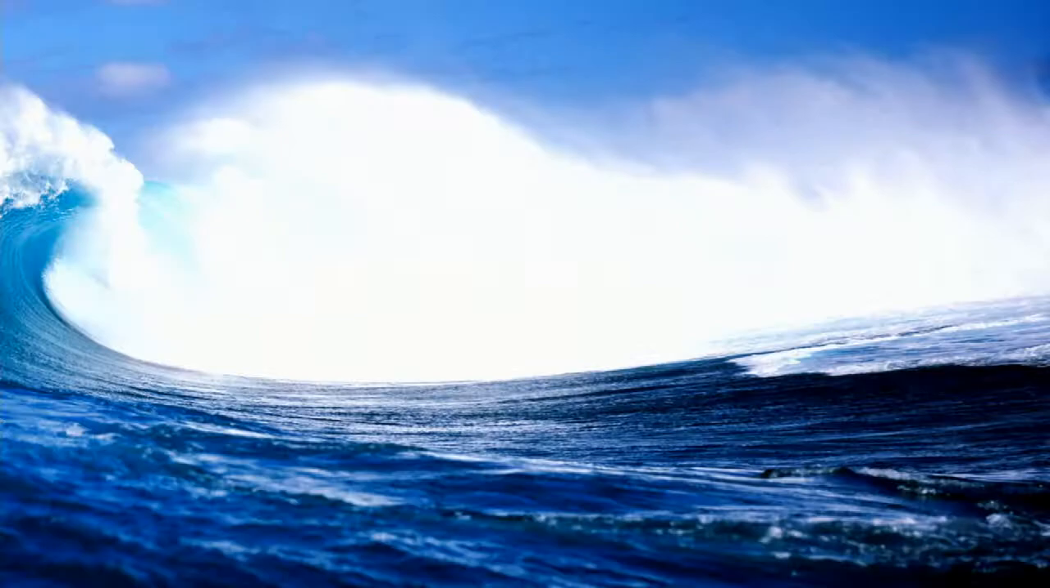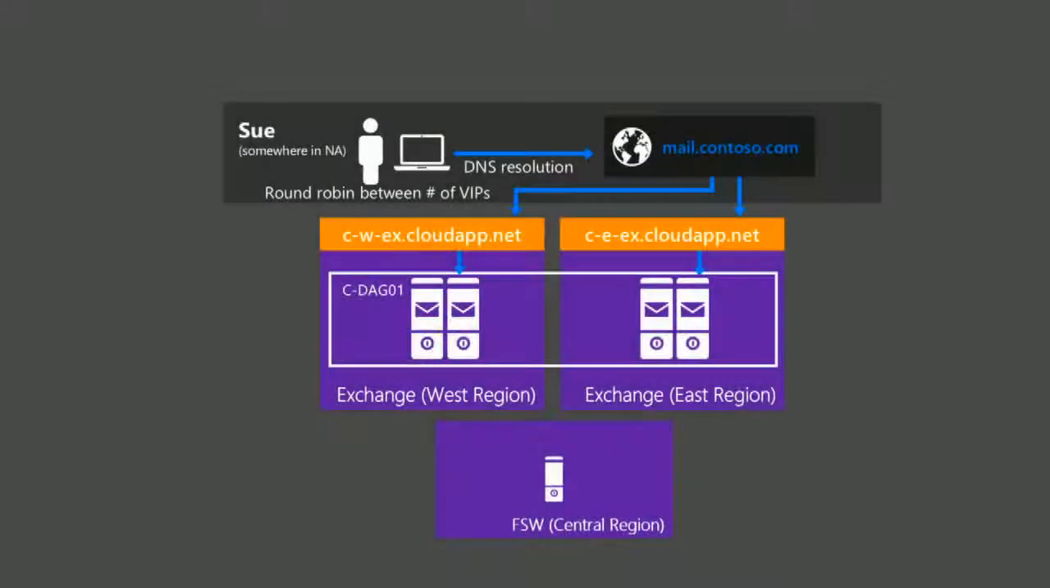it might look something like this. Looking at something sort of like the namespace design slide that I showed previously. So we have our friend Sue sitting somewhere in North America once again, as she always is. And she's part of the Contoso organization. And in this particular case, I'm going to deploy mail servers for the Contoso organization in a West region data center and an East region data center. And I'm going to deploy a file share witness in a Central region data center.